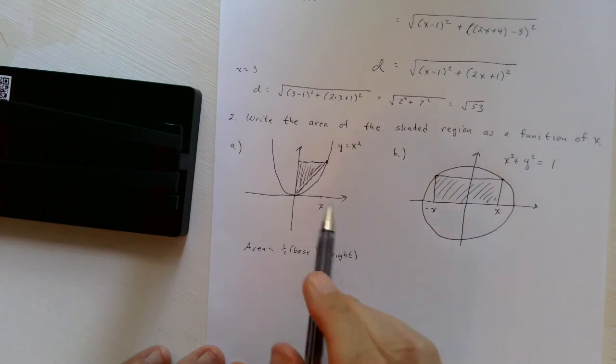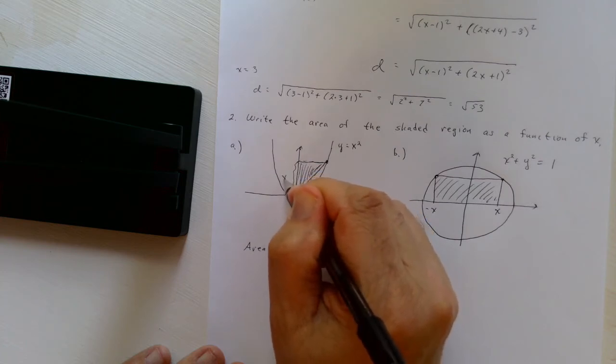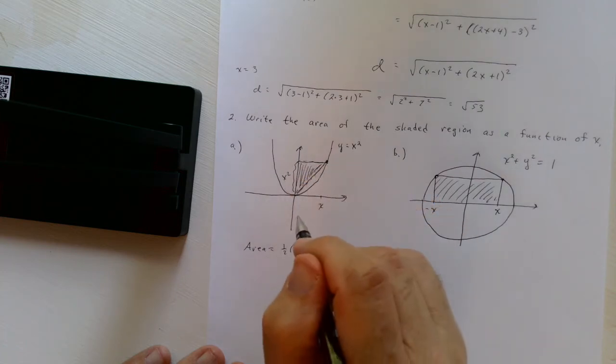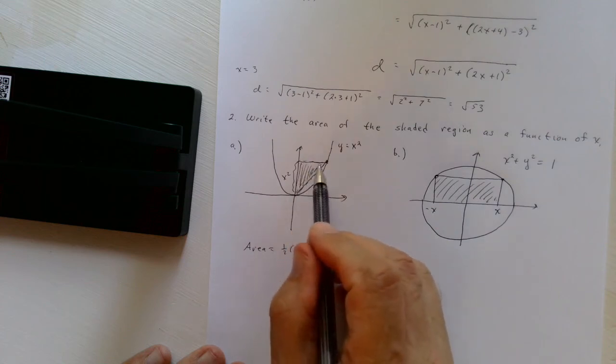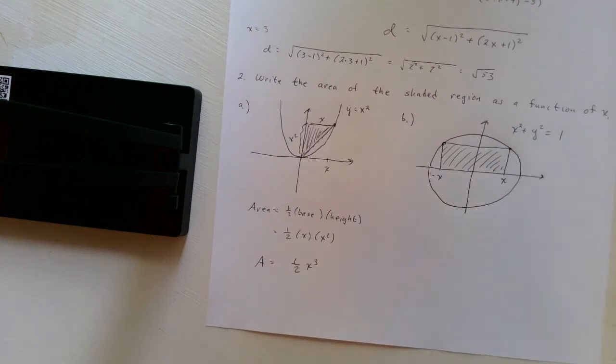The height, if you will, is going to be this distance, which will be the y-coordinate of this point, which is x squared, and the base is this distance, x. So we get 1/2 the base, which we said is x, times the height, x squared. So the area is going to be 1/2 x cubed. And no, this is not the typical formula for the area of a triangle, but it's the area of this triangle, which depends on x.